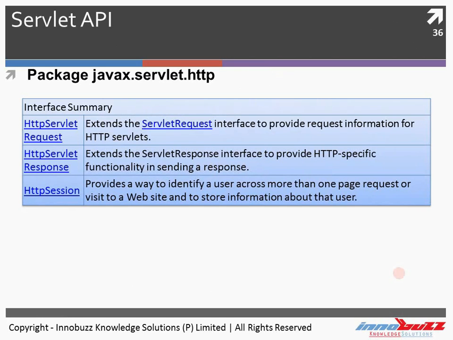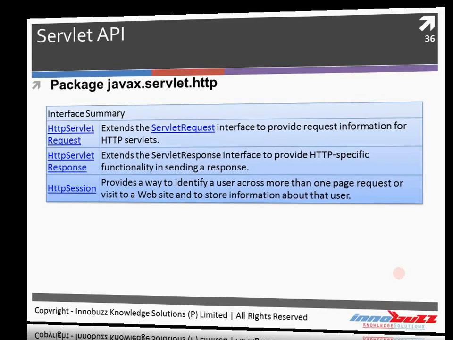If you have seen in the earlier slide, the javax.servlet package provides these servlet interfaces, ServletRequest and ServletResponse. And here in the .http package, we extend these interfaces. Finally, we have HttpSession, which provides a way to identify a user across more than one page request or a visit to a website and store information about that user. We'll see more in detail about this HttpSession and all these APIs which we have seen in these slides.